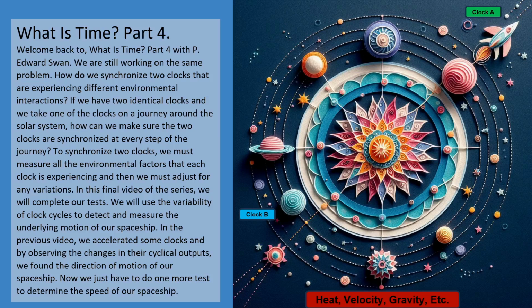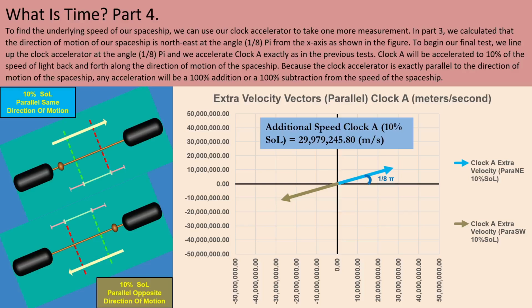In the previous video, we accelerated some clocks, and by observing the changes in their cyclical outputs, we found the direction of motion of our spaceship. Now we just have to do one more test to determine the speed of our spaceship. To find the underlying speed of our spaceship, we can use our clock accelerator to take one more measurement.